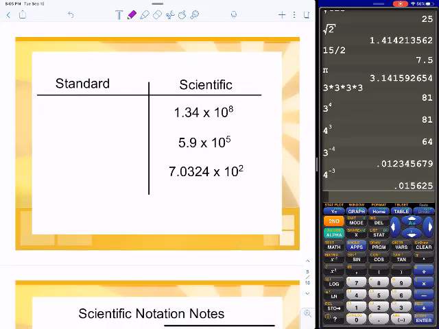Okay, now what if I ask you to go the other direction? Well, we just need to remember that the exponent on this 10 tells us how many times to move the decimal. So in order to change a number from scientific to standard, you're going to write 1.34. And then this times 10 to this says I'm going to move my decimal 8 places.